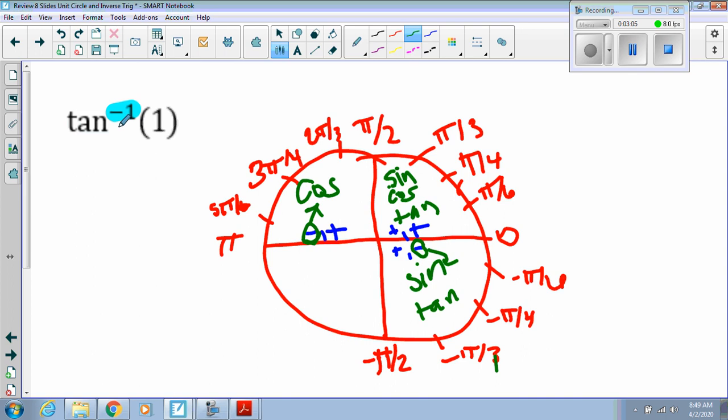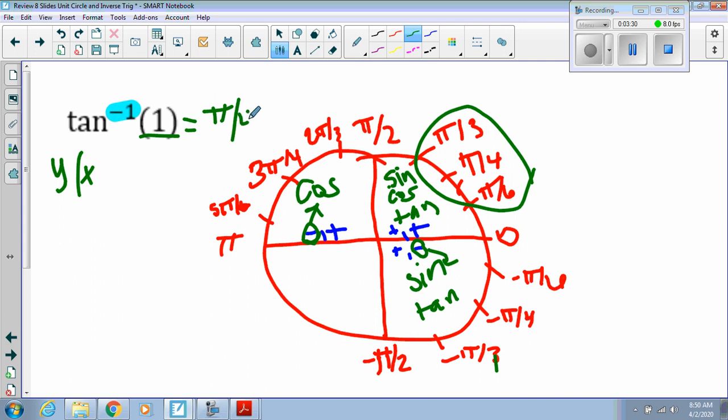So we've got tangent of +1. So we know it's positive, so we're thinking it's going to be in this top quadrant here. Okay, and then we know it's a value of 1. So tangent, again, is y/x. So we need the same thing over top of the same thing, and that only happens at pi/4. So pi/4 is our correct answer.